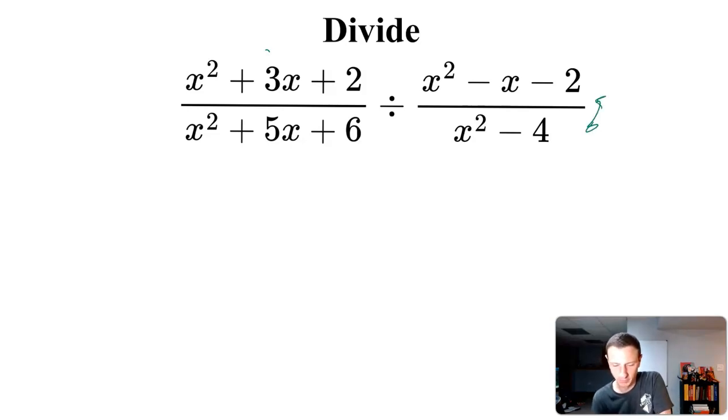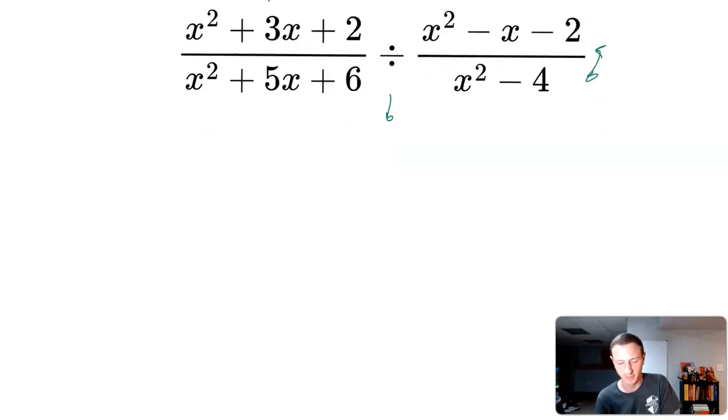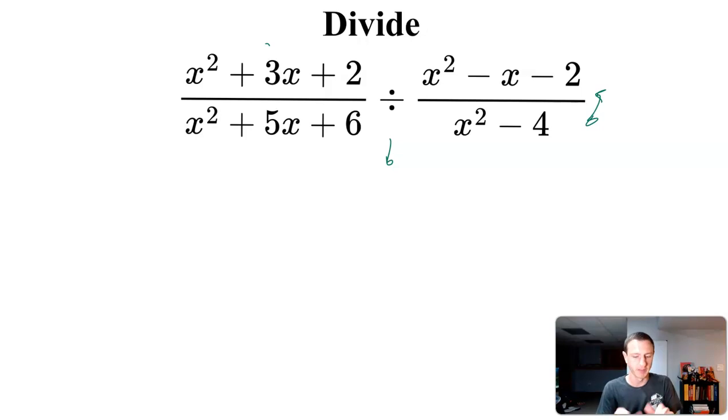I'm going to flip this, change this to multiplication, but I'm also going to factor as I do this because I don't want to rewrite one line and then have to scroll down. I want to try to keep the first problem within eyesight here. I don't want to have to keep scrolling up and down. So I'm going to leave it like this, and then I'm going to factor as I rewrite this next line.